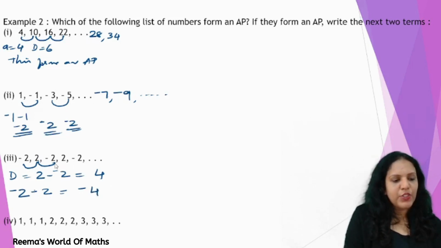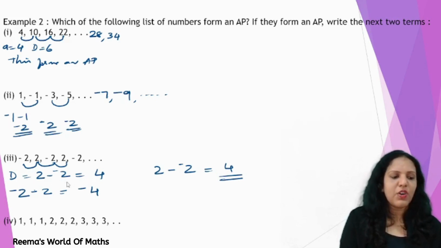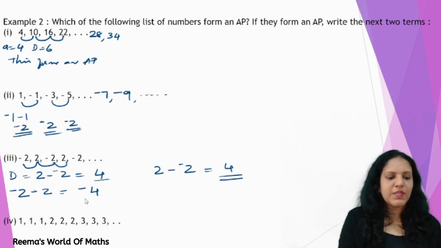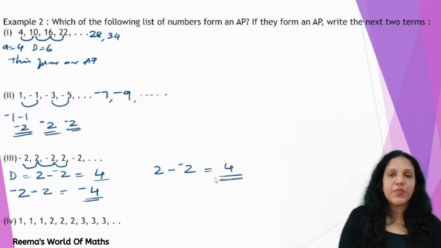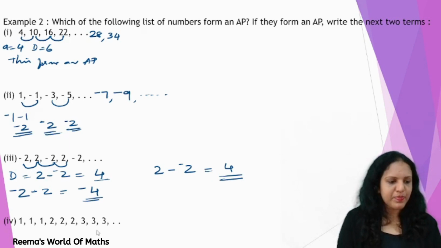And what is the difference between the third term and fourth term? The fourth term is 2, the third term is minus 2, so 2 minus minus 2 is 2 plus 2, which is 4. Is this an arithmetic progression? No, the common difference between the numbers is not constant. The first one we got was plus 4 and the second was minus 4, and the difference between the third and fourth number was 4. So it is not an AP because the common difference is not constant here.